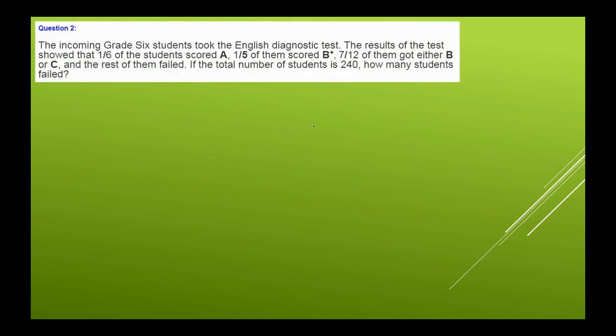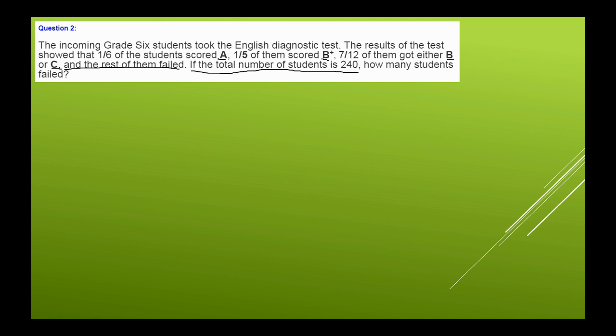So here we have question 2. So in this word problem, we are looking for the number of students that failed. So in order to get the number of students that failed, we must know first the number of students that scored A, B+, B, and C. So it is said that the total number of students is 240.